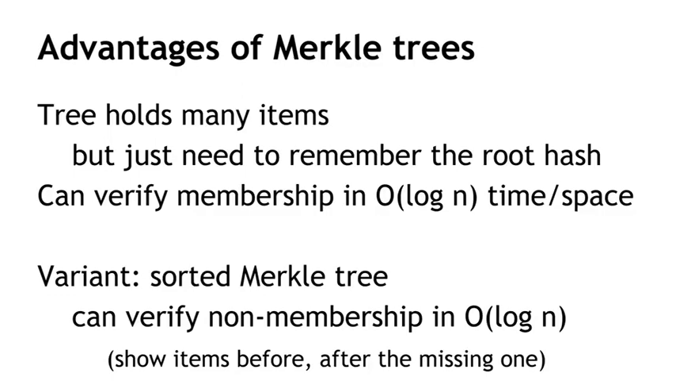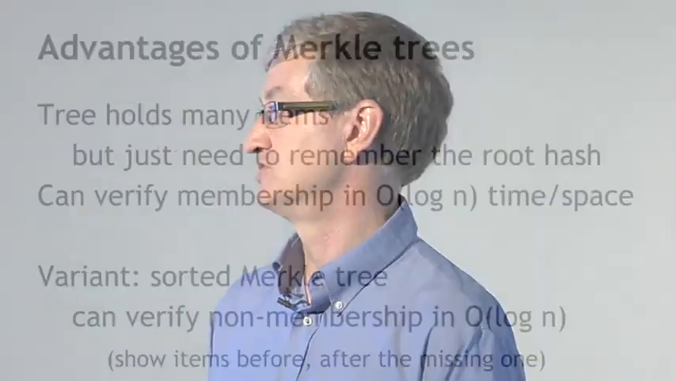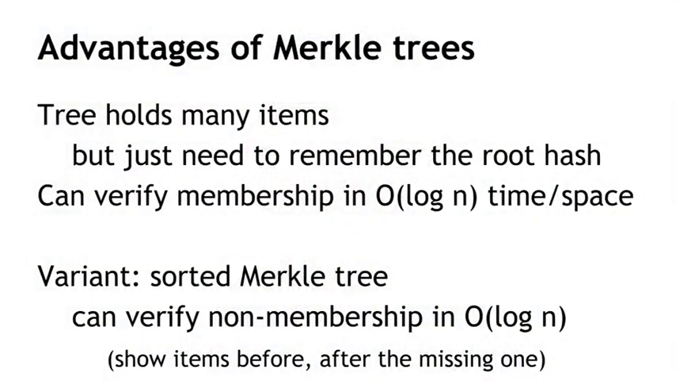That's nice. And there's a variant, which is a sorted Merkle tree. That's just a Merkle tree where we take the blocks at the bottom and we sort them into some order, say alphabetical, lexicographic order, or numerical order, or some order that we agree on. Now, having done that, once we've sorted the Merkle tree, now it's possible to verify non-membership in a Merkle tree. That is, we can prove that a particular block is not in the Merkle tree.